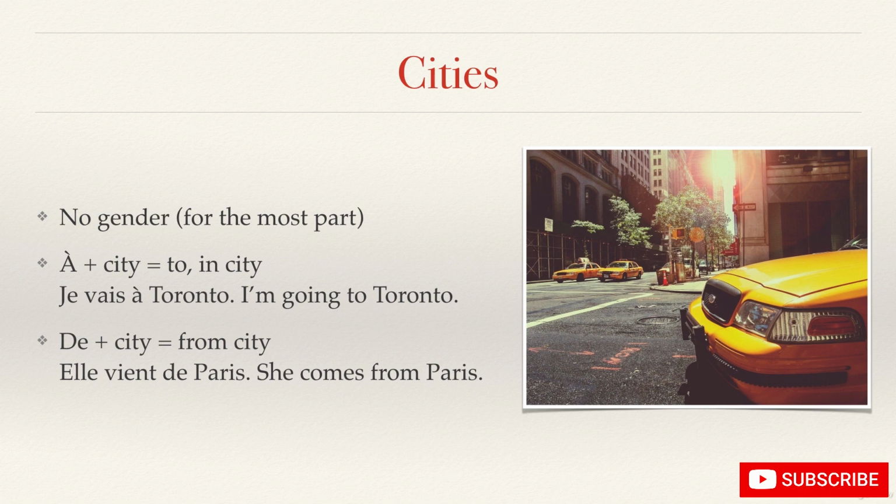With cities, however, for the most part, I'd say about 95% of the time, cities have no gender, which makes it a little bit easier. So we would just use à when going to a city or being in a city, and we use de when coming from a city. So for example, je vais à Toronto. Je vais à Toronto, so I go to Toronto. So no O, just à. Elle vient de Paris. Elle vient de Paris. She comes from Paris, so just de.